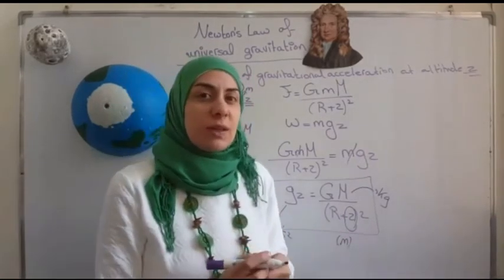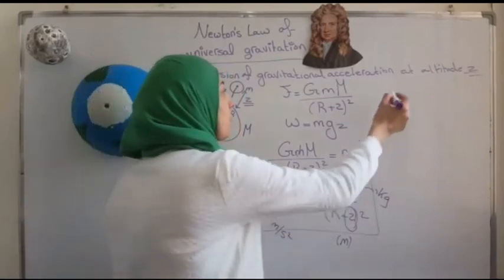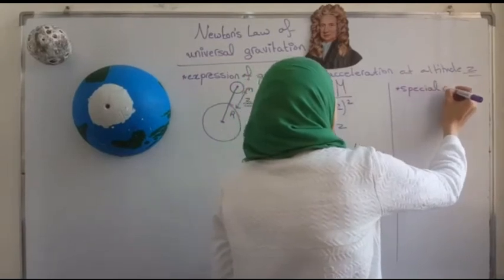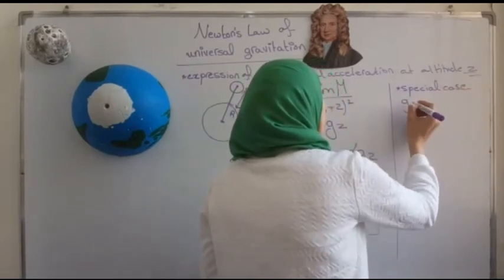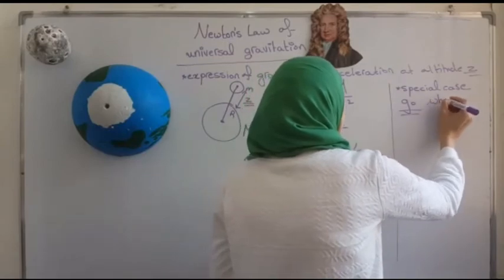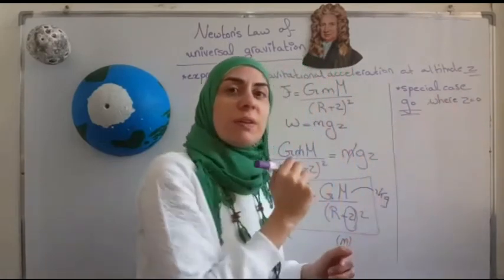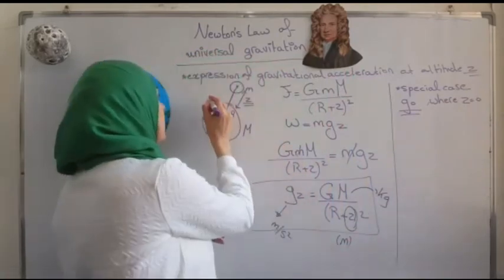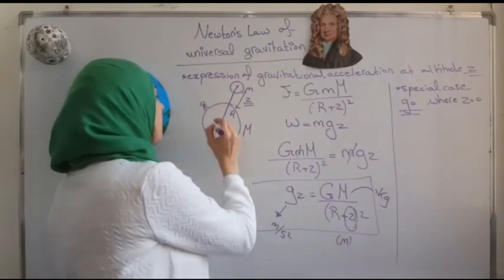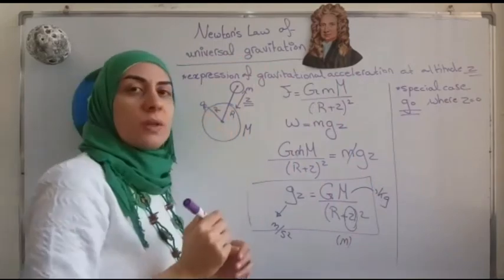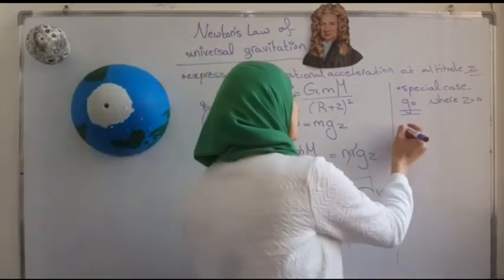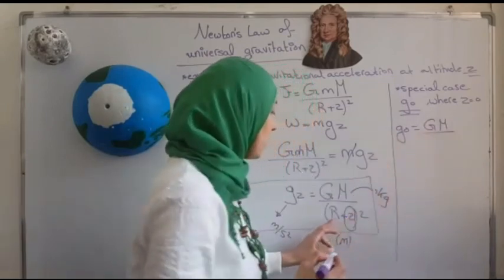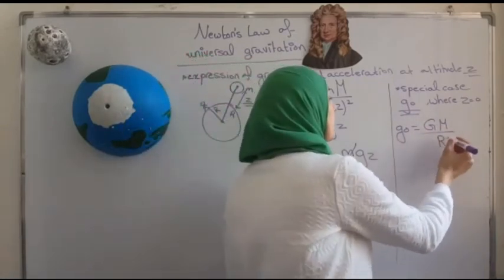Now if you want to take a special case where the object is on the surface of Earth, that is z is equal to 0, we want to find g0 where z is equal to 0. So we want to find the value of the gravity at sea level where there is no altitude. If the object was here, for example, there is no altitude, only the radius of Earth. So g0 we get from here: this is G times M divided by (R plus 0) squared. So this is R squared.